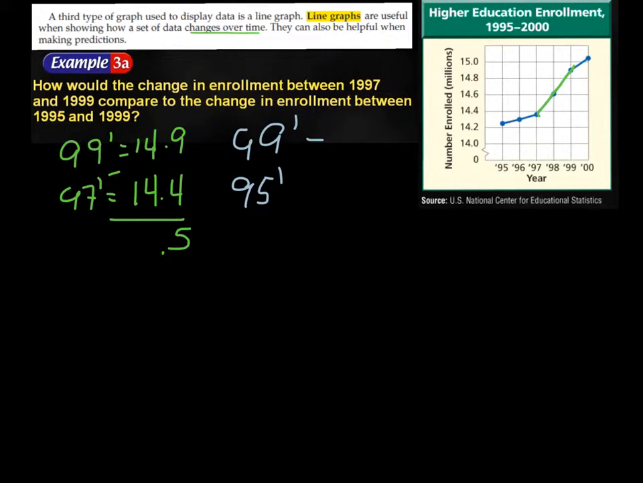Okay, 99 we already said was about 14.9 million. 95 looks like about 14 point, we could call it 3. So it's a difference of about 0.6 million. So looking at our enrollment change from 95 to 97, it only changed about 0.1 million between the two.